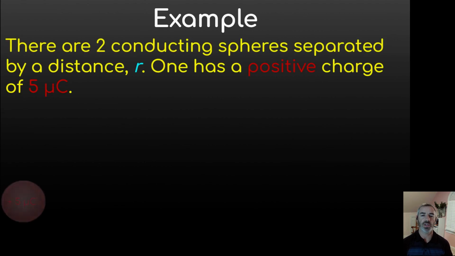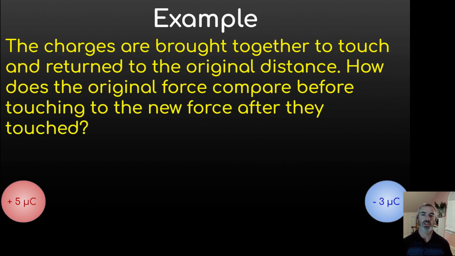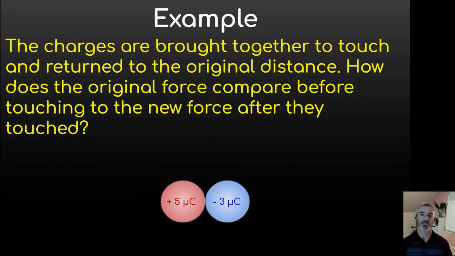So now we have two conducting spheres. They're separated by a distance r. One has a positive charge of 5 microcoulombs, and the other has a charge that's negative 3 microcoulombs. And what's going to happen is we're going to bring those together, touch them, and then we're going to compare those forces when we move those charges back to the original position. So the distance is going to be the same.